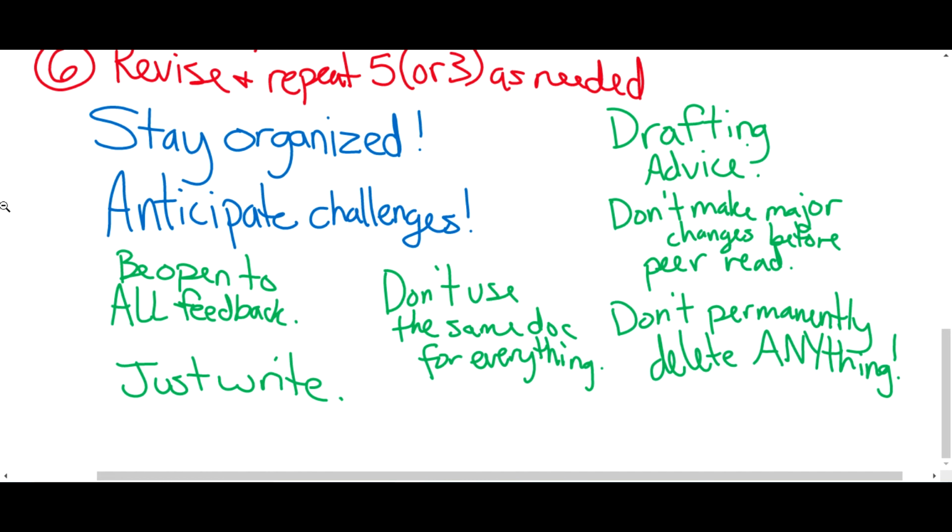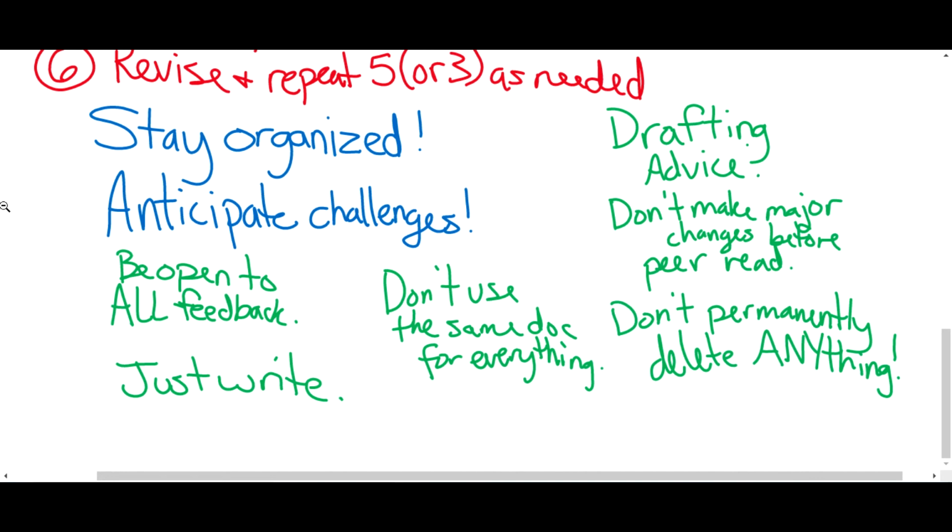Always anticipate challenges. That's the success secret goal for any college student, is anticipate any of those challenges you might come across. And so as far as drafting and writing, this is my big advice. Number one, don't make major changes before a peer read. Have someone else read your drafts before you make any major changes to a paper, because it always helps to have an outside opinion and someone to look at it.